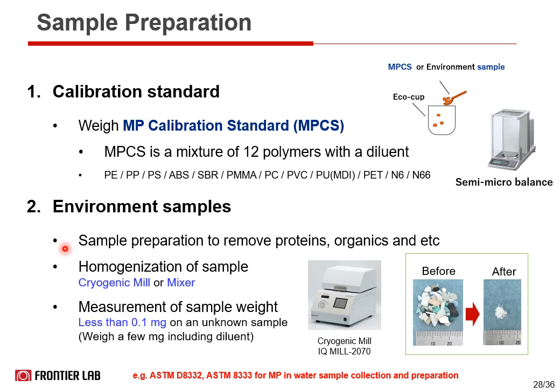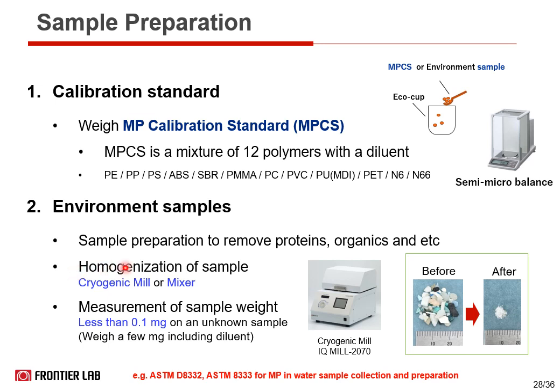pre-treat your sample by removing proteins, organics, and inorganics as much as possible. Then homogenize the samples. Sample homogeneity and particle size are key for good reproducibility of your data. We usually use a cryomill to pulverize plastic samples.